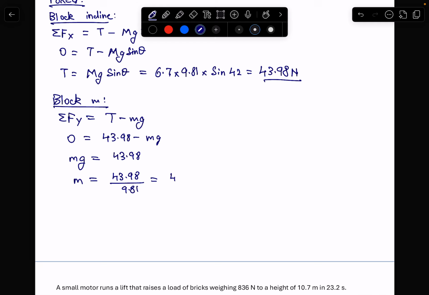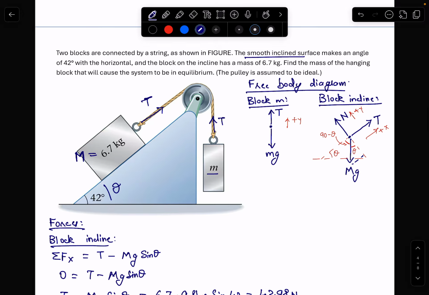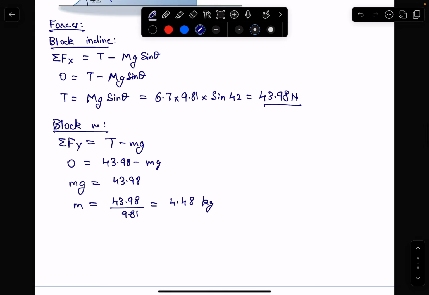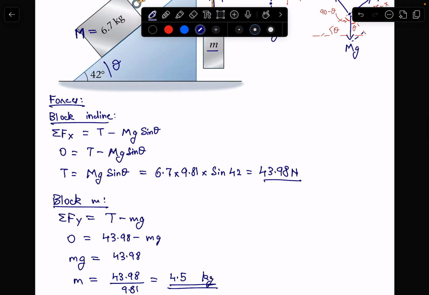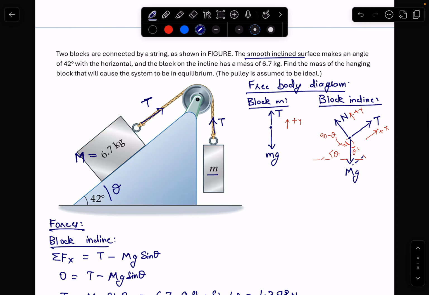This is equal to 4.48, not newtons, kg. And let me look at the significant figures. There's only 2, so this becomes 4.5. All right, and that is the question. Find the mass of the hanging block.